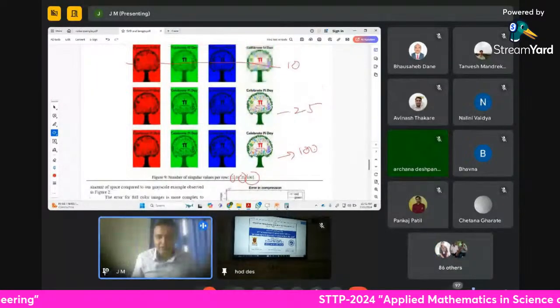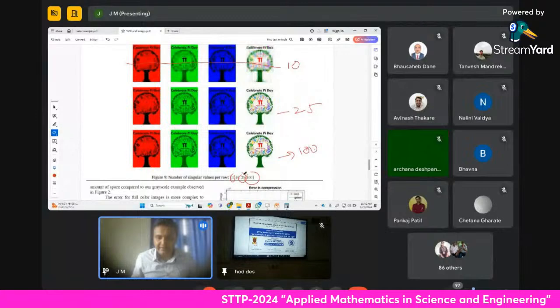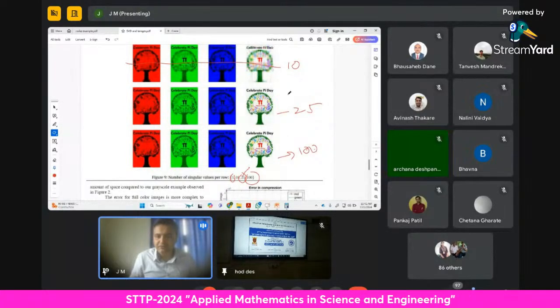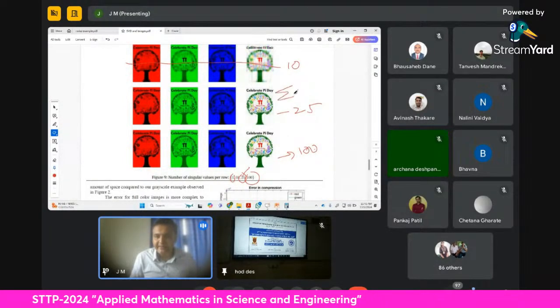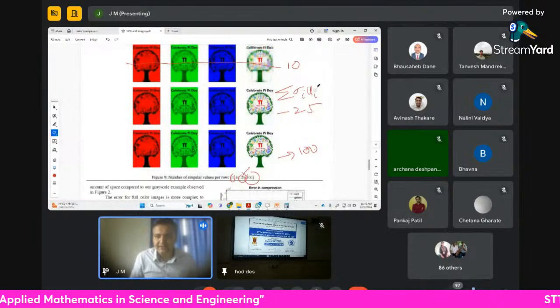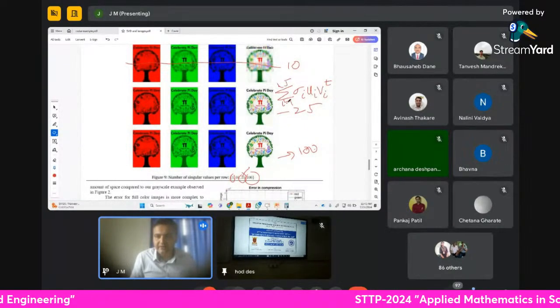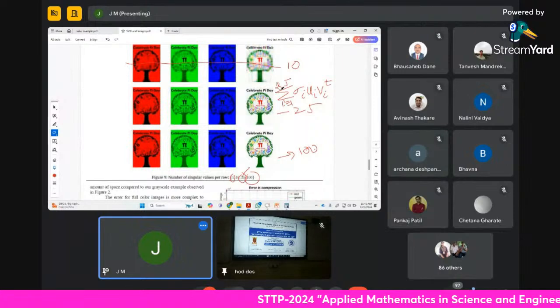So as you can see, the 100, I hope you are getting it. When I am taking 25, what does it mean? I am taking the summation of sigma i, u i, v i transpose, where i is running from 1 to 25, or 1 to 100.